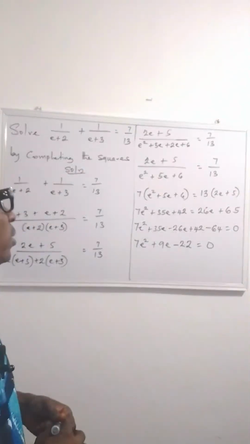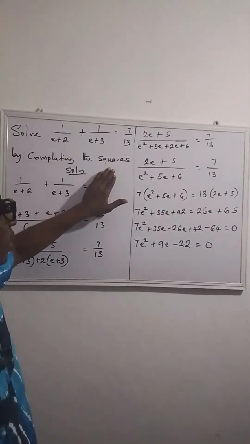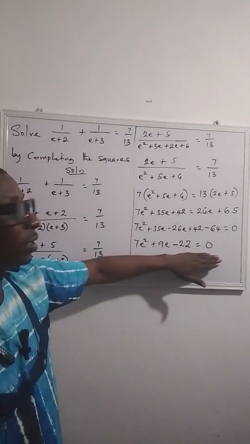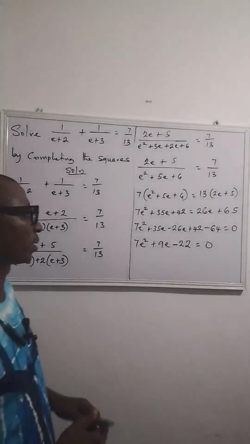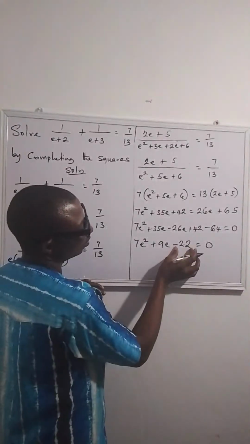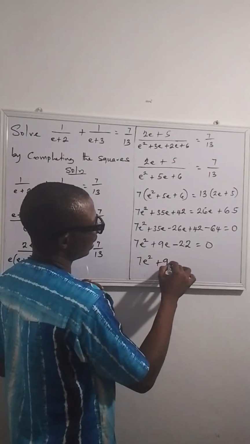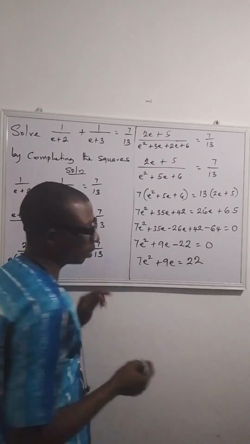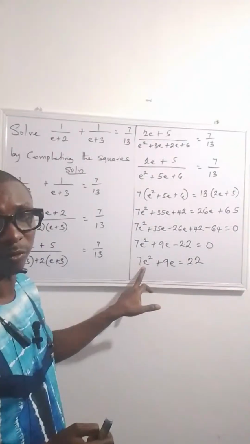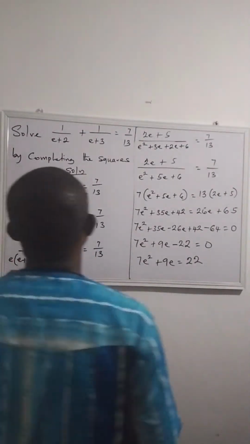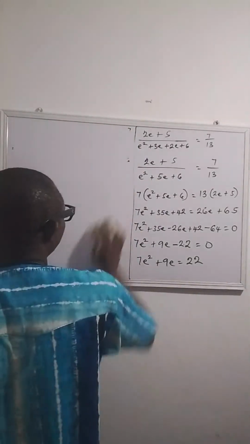Okay, so now the next thing is to use completing the square. We want to use completing the square method to solve this quadratic equation. All right, so how do you do that? Now, the first thing is, let's move this one to this place again. So we have 7e squared plus 9e equals to 22. So the next thing is to divide through by the coefficient of e squared. So we divide by the coefficient of e squared.